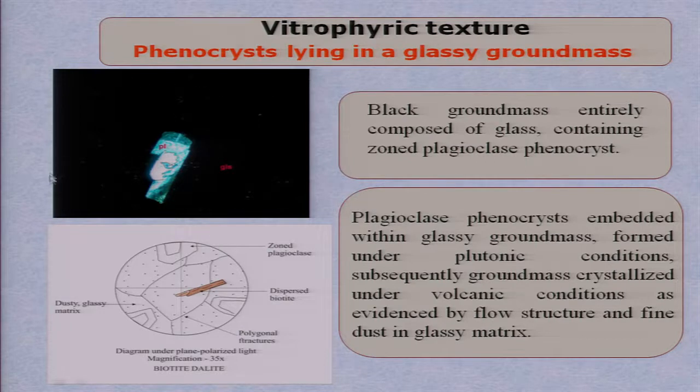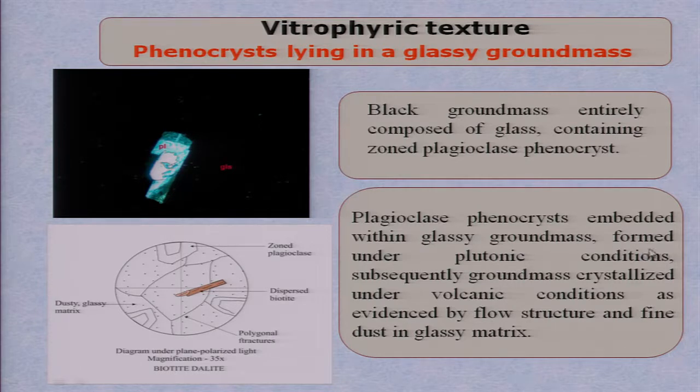I am showing a thin section of an East Pacific Rise rock, which is also a basaltic rock. This entire field of view looking black is chiefly composed of glass, and in this glass there is only one crystal of plagioclase lying in it. This is a black groundmass entirely composed of glass containing a zoned plagioclase phenocryst crystal inside it. I have drawn the picture based on my observation.